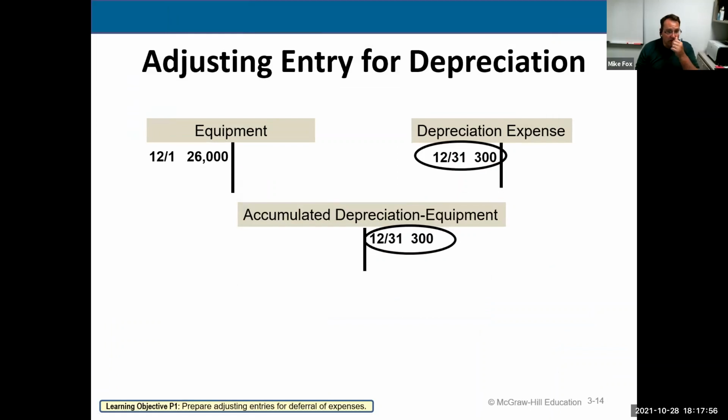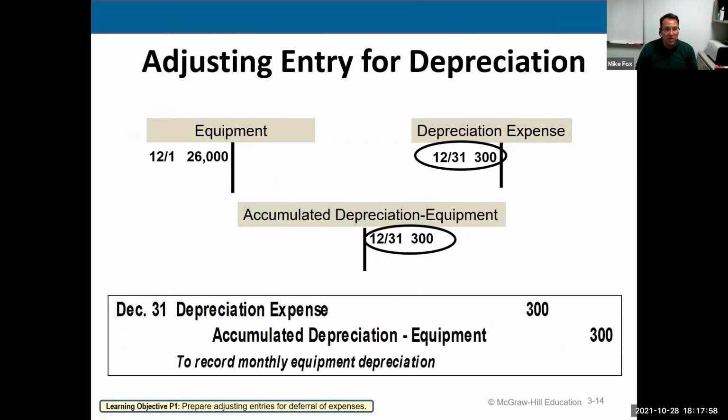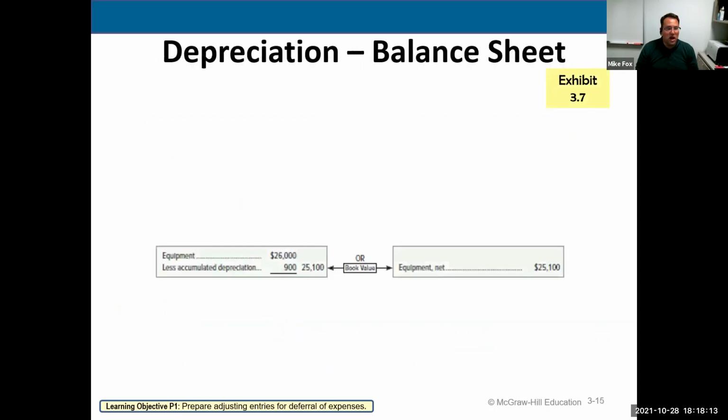So the adjusting entry each period is going to be to debit the expense account, depreciation expense, and instead of crediting the asset account directly, we're going to credit the accumulated depreciation account that is linked to that asset. That's the way it's done with depreciation. On our balance sheet, it will look something like this. It'll show equipment, less any accumulated depreciation, and then it gives you this value.